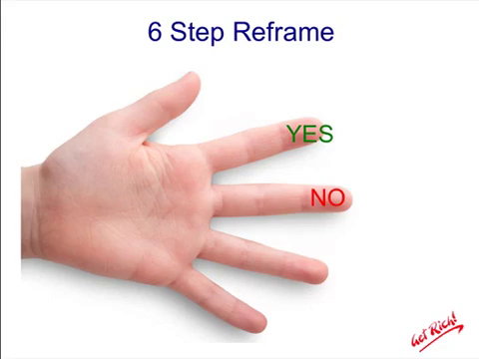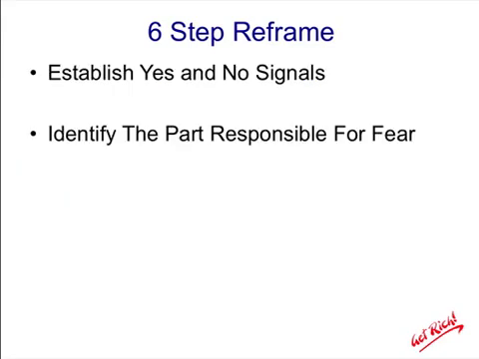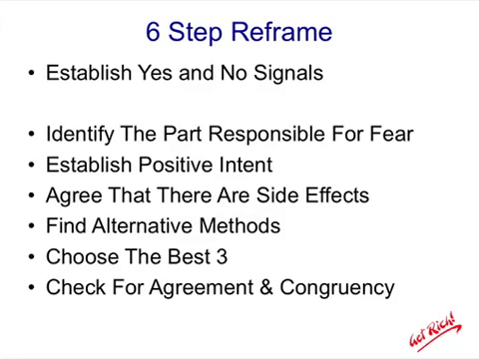So this is what I'm going to do from now on. I'm going to ask you a series of questions, and all I want you to do is to answer yes or no by raising your fingers. So yes will be the index finger and no will be the middle finger. Okay? Now, going back to our 6-step reframe technique. So what we've now done is we've established our yes and no signals. So before we start with those signals, what I want you to do is think about the part of your brain that's responsible for the fear response or the phobic response.